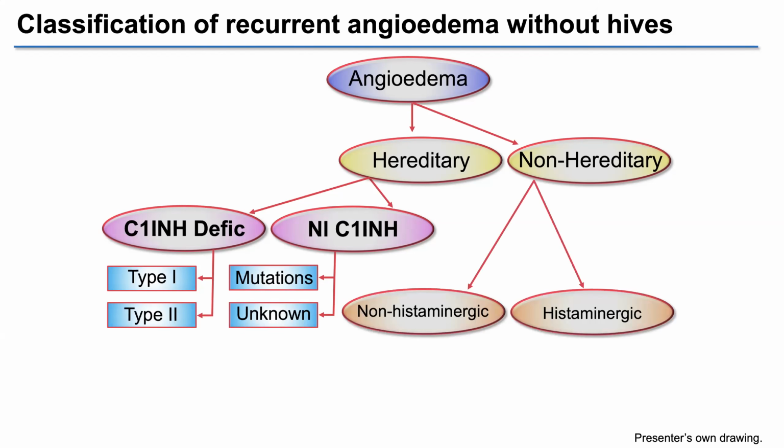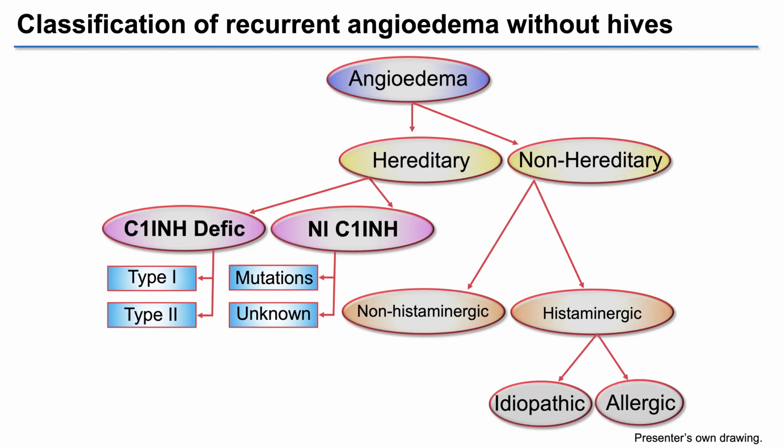But what about the non-hereditary forms of recurrent angioedema? Again, we'll quickly break that down to, is it histamine-mediated, or maybe more accurately mast cell-mediated, or is it not mast cell or non-histaminergic? We don't really focus too much in the field on the histamine or mast cell-mediated angioedema. It's usually pretty clear, and it's usually pretty easy to treat. We group it in with chronic urticaria and treat it the same way.